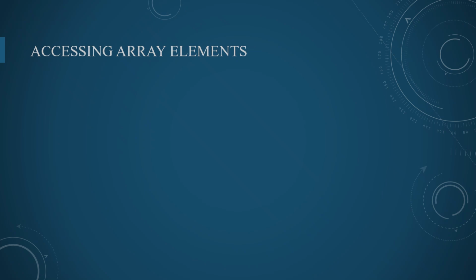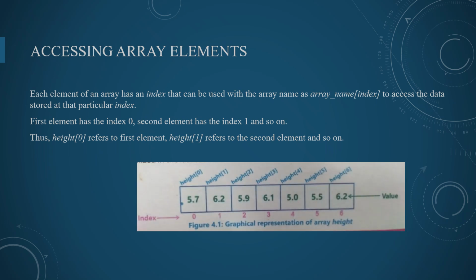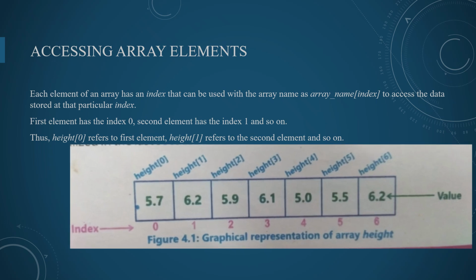Accessing array elements. Each element of an array has an index that can be used with the array name to access the data stored at that particular index. The first element has the index 0, the second element has the index 1, and so on. Thus, height[0] in the given figure refers to the first element, height[1] refers to the second element, and height[6] refers to the last element.